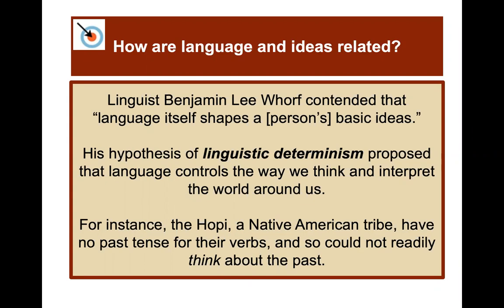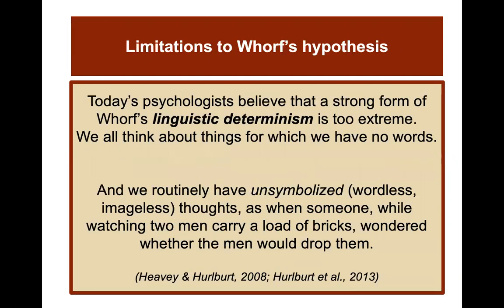For instance, the Hopi, a Native American tribe, have no past tense for their verbs. And so they could not readily think about the past because a specific language may lack certain types of words. It actually seems to have an effect on how they think.